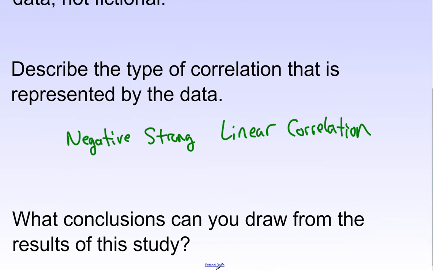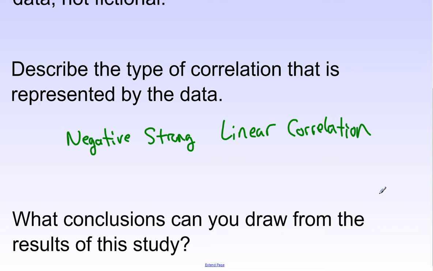And then what conclusions can you draw from the results of the study? Is there a relationship present between these two variables? The people who did this study and collected this data, what would they be able to say as a result of this study? Would they be able to say there's a relationship between the more time you spend in school, the less chance you're going to go to jail? Or are they going to say, well, the longer you go to school, the higher chance you go to jail?